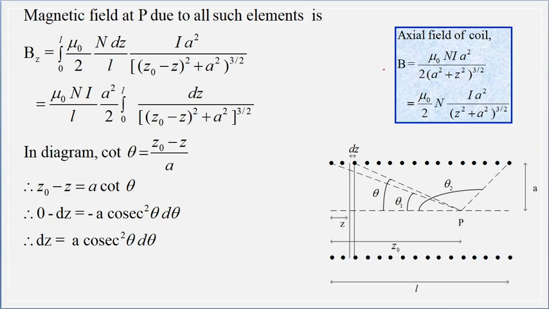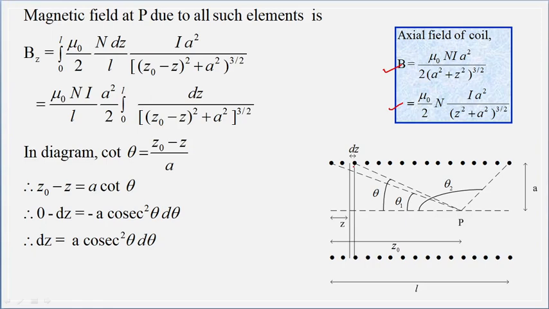Then we have this formula, the axial field of the coil, which we derived last time: mu naught N I A square divided by 2 times A square plus Z square raised to 3 by 2. We rearrange it: mu naught by 2, N I A square, over Z square plus A square raised to 3 by 2. Z is the distance of that point from the center of that coil. So here it is the element. Now to that element of the solenoid, meaning the coil, we will use this formula, and then we will integrate.